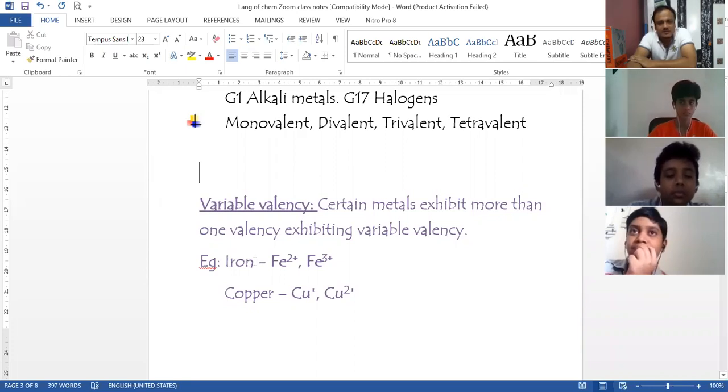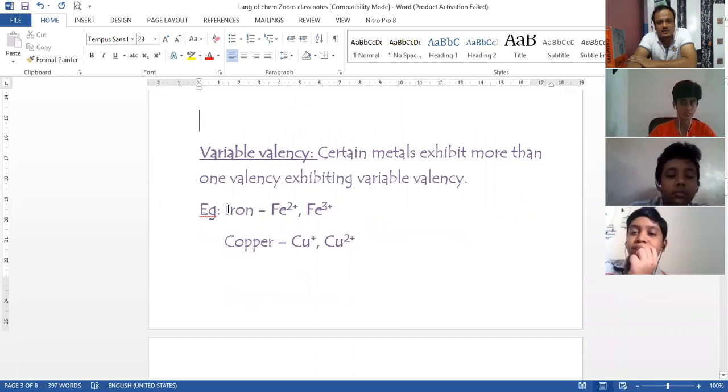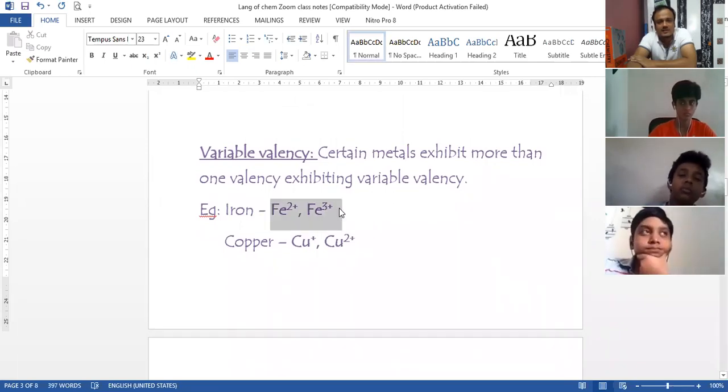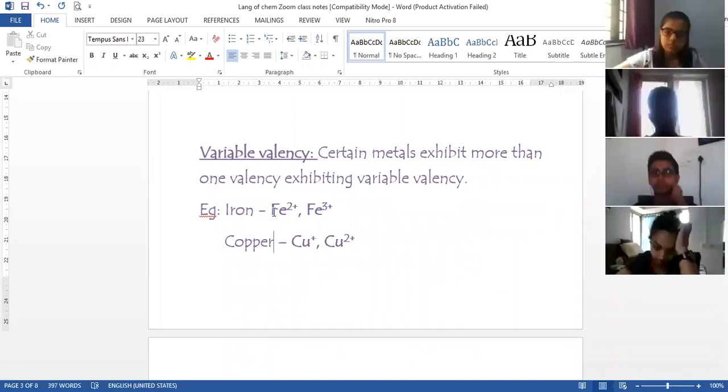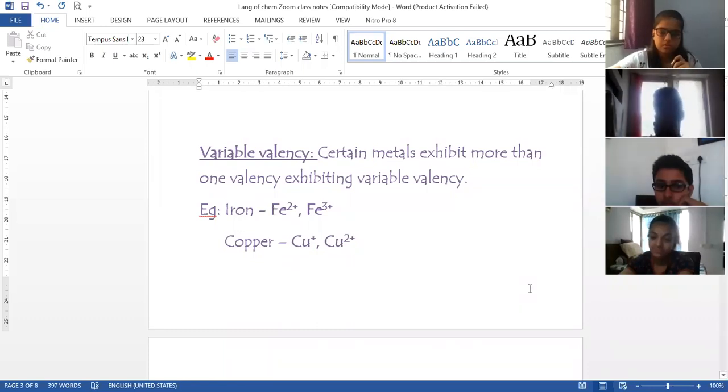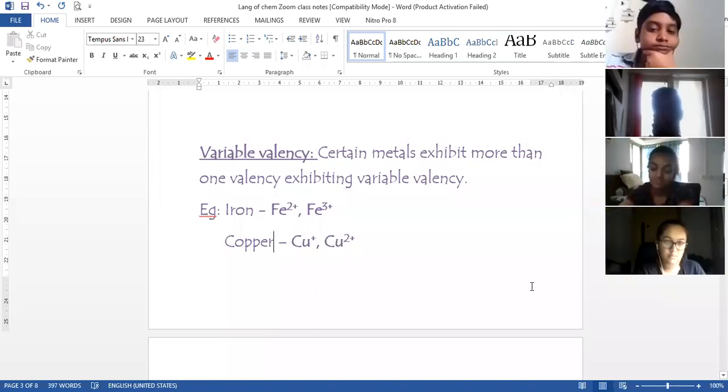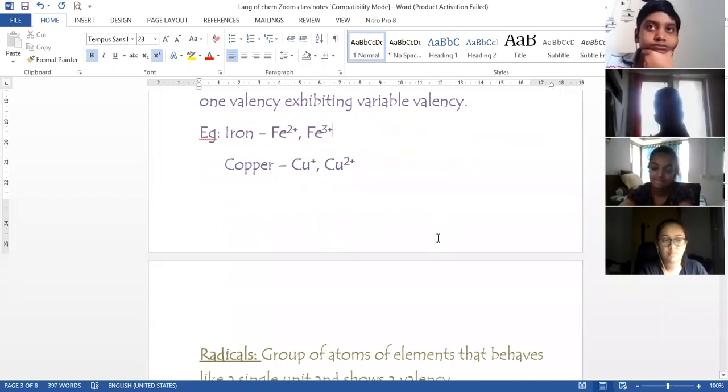So there are two examples given to you which you can see on screen. The first one is iron, which is Fe2+ and Fe3+. So Fe2+, okay, Fe2+. So Arya Thakur, can you tell me what do you call Fe2+? What is the name of that ion? Ferrous. Ferrous. And what is Fe3+? Ferric. So what is Cu2+? Cupric. And what is Cu1+? Cuprous. Okay, so that's it. Quite simple. We already studied that, right? So this is all about variable valency.